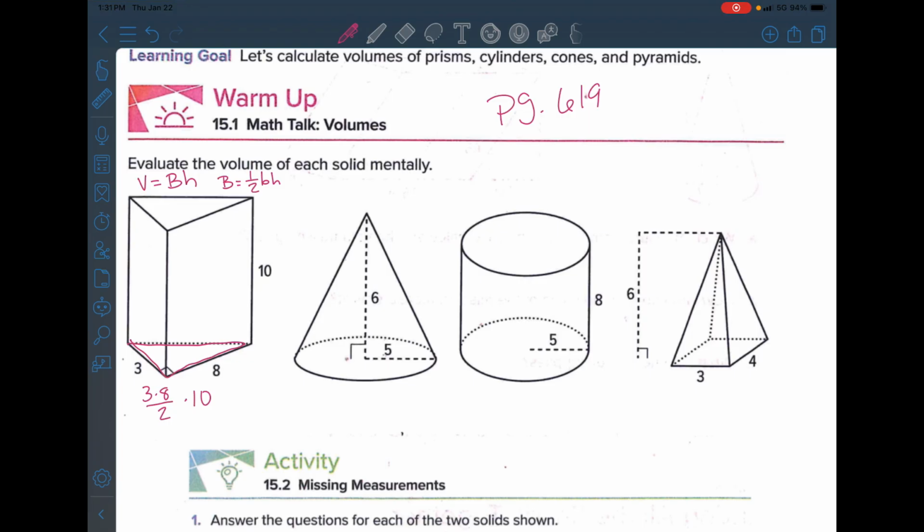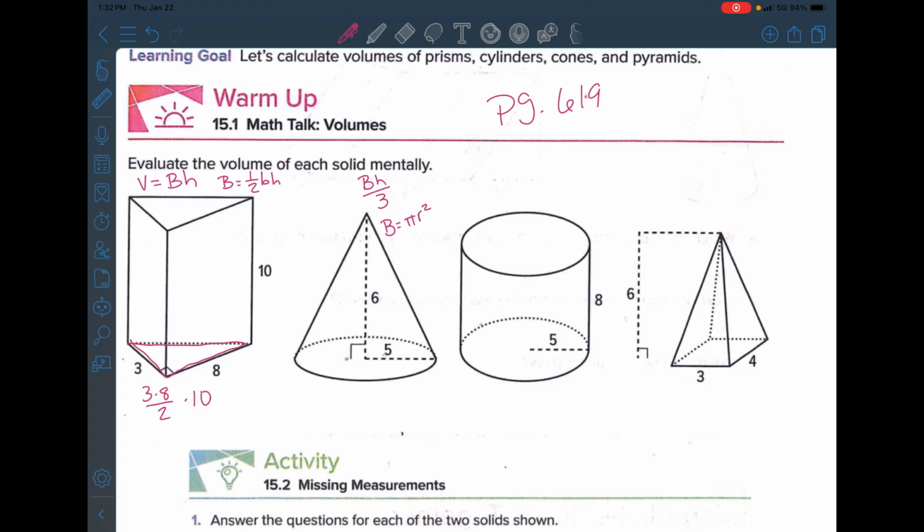Then on the cone, remember my cones, I have to do this. Any cones and pyramids, and the last one's also a pyramid, so I'm going to divide that by 3. So on this one, my capital B is a circle. So to find that, capital B is pi times r squared. Then we're going to multiply it by the height and divide it by 3. So what you put in your calculator will be pi times 5 squared times 6 divided by 3.